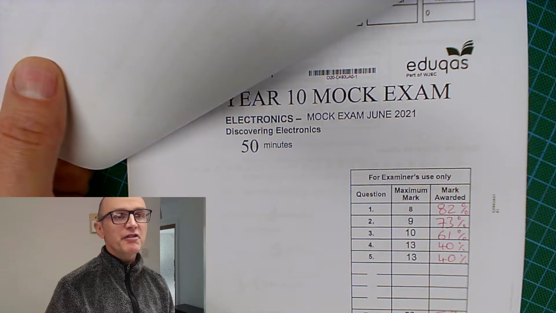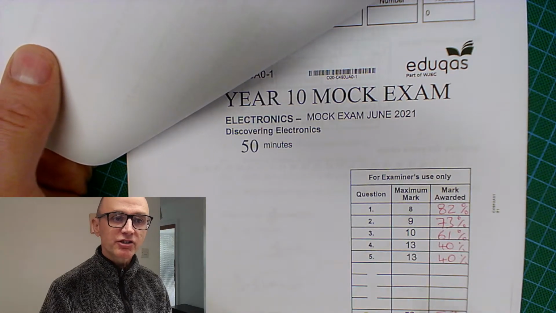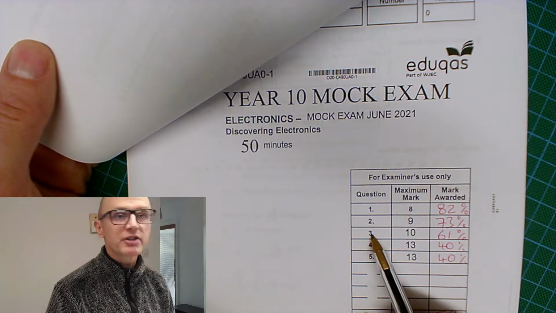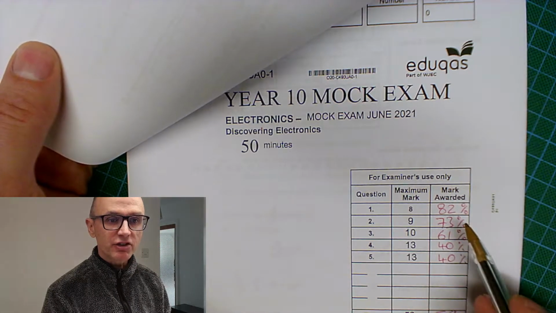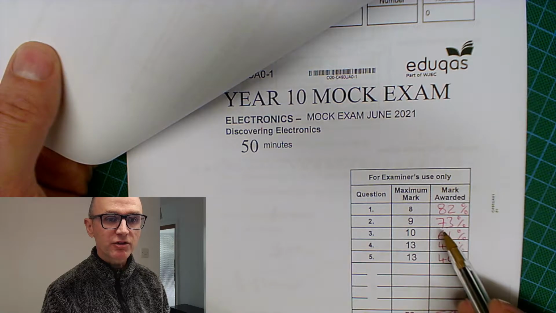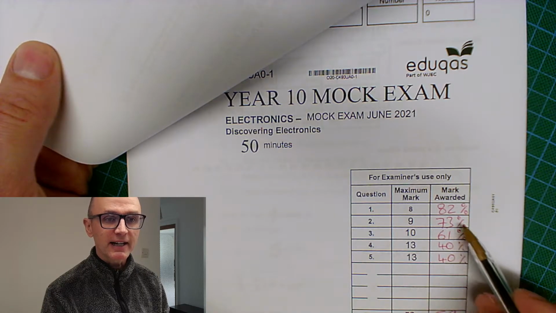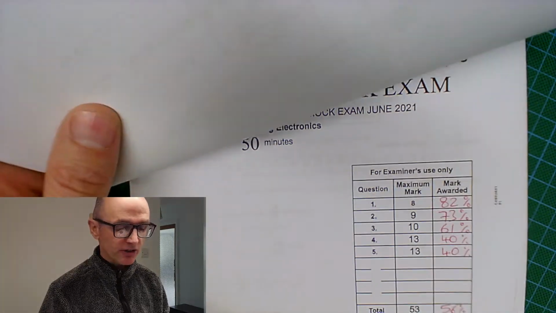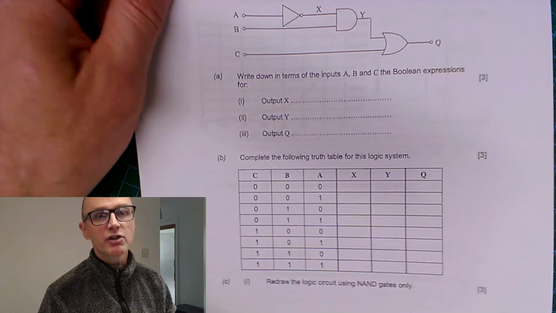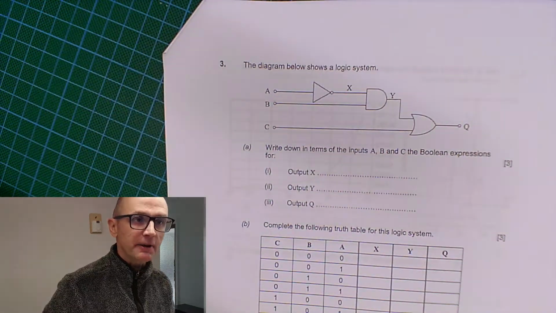Hi, this is another video for my GCSE electronics students. This time we're going to have a look at question 3 from the mock exam, and these were the class averages. You can see that question 3 was significantly less than the first two questions, so the class average is 61%, so there's going to be quite a few of you who would benefit from watching this video.